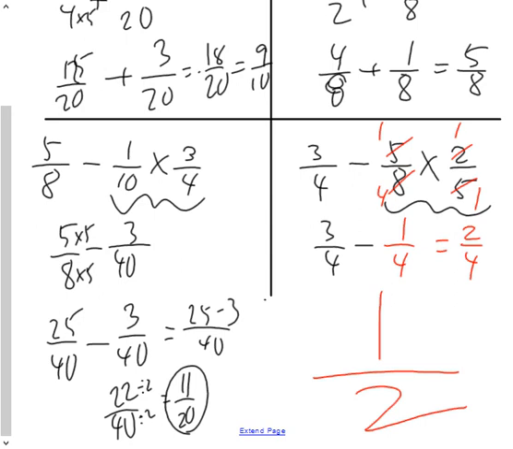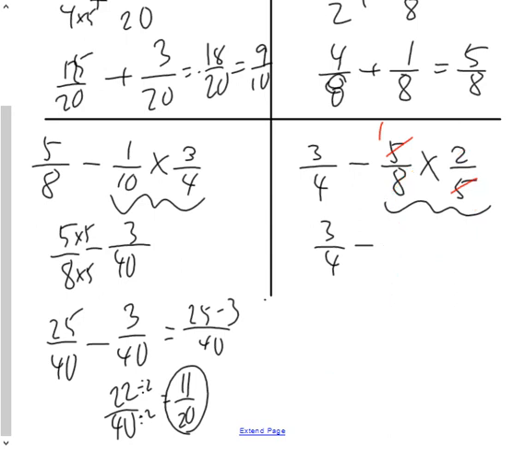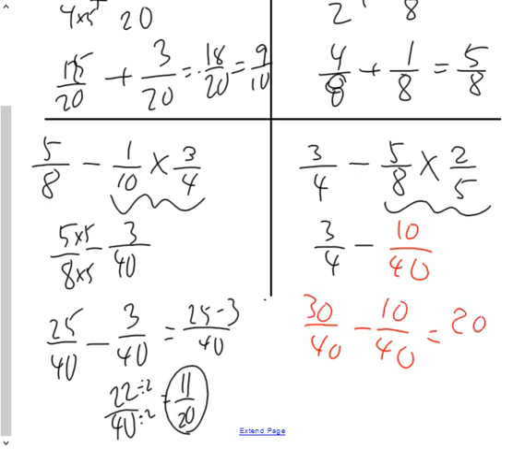is 1/2. Now, if you didn't cross reduce, I'm going to do it without cross reducing. You got 10 over 40. You used a common denominator of 40 probably. And you got 30/40, take away 10/40, which is 20/40, which reduces down still to lowest terms of 1/2.